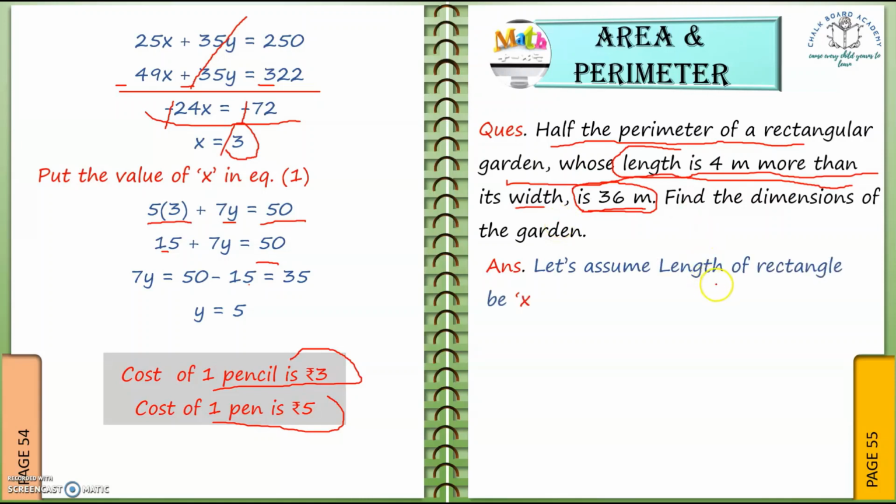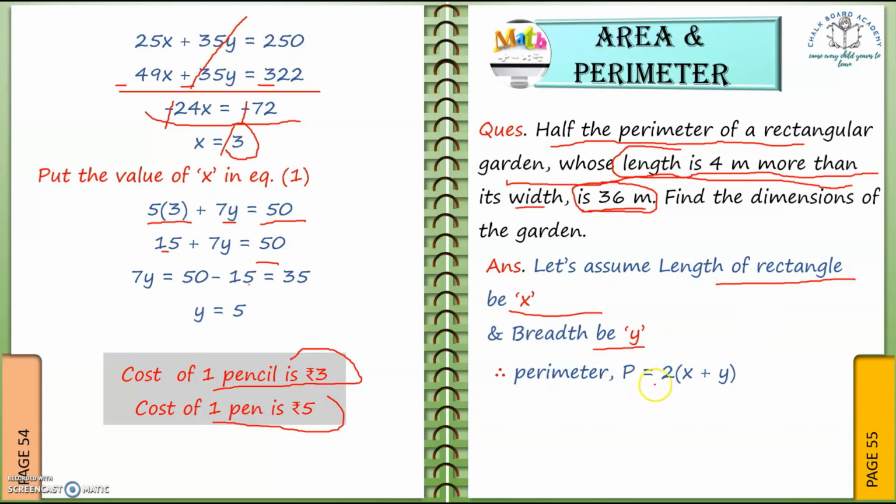Let's assume length of rectangle be x and breadth be y. So according to the question, perimeter is equal to 2(x plus y), and we are given half of the perimeter, that is semi-perimeter, as 36. So P by 2 is equal to x plus y is equal to 36, equation 1, and then we are given length is equal to 4 plus breadth, so x is equal to 4 plus y.